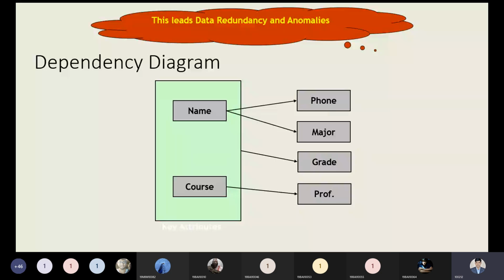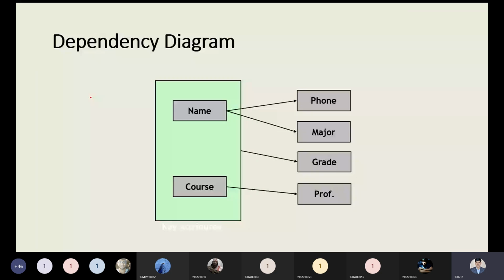I'm just coming back to my definition part. So let me know, is the definition part clear to all? This is the second normal form. The definition part is clear to all.